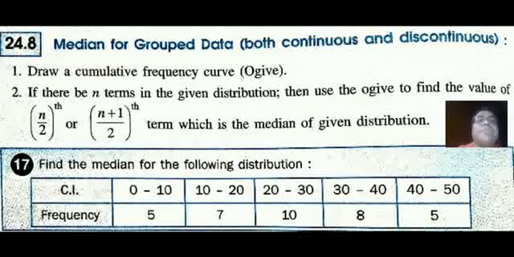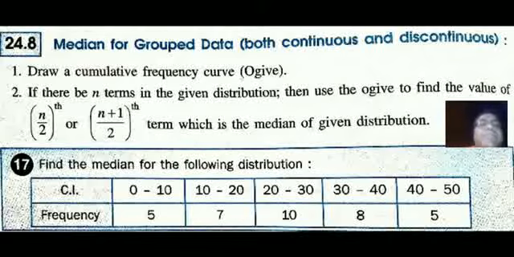If there are n terms, you have to find n from the cumulative frequency table, like before. For finding the median, we find the n by 2th value and the n plus 1 by 2th term value. Then from this you find your median. Let us see how to find it.